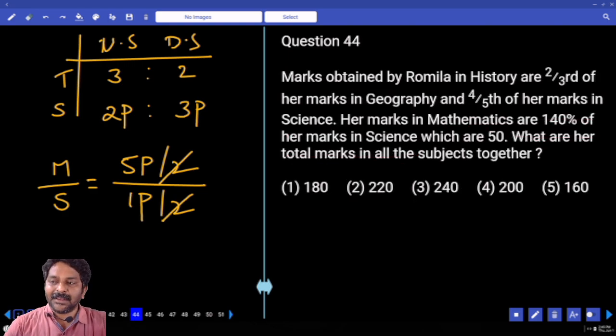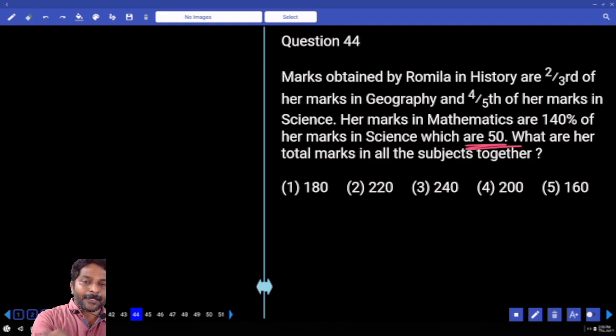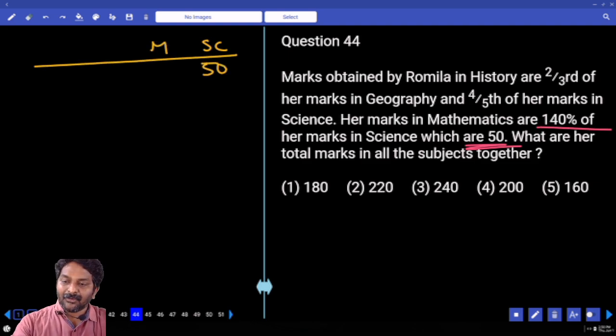Marks obtained by Romila in history are 2/3 of her marks in geography and 4/5 of her marks in science. Her marks in mathematics are 140% of her marks in science, which are 50. In which subject she scored 50? So in science, marks are 50. In mathematics, 140% of 50, correct? Which is, come on, 70, right?